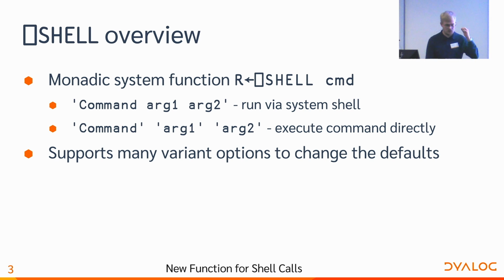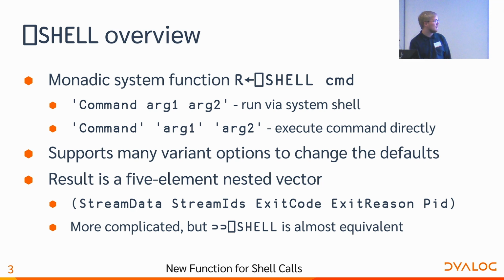Then quad shell has a lot of variant options that allow us to change the default settings. And the result is a bit more complicated. It's this 5-element nested vector, and I'll go through it in the next slide. But even though it's more complicated, the common case is just to take the first part of this, and that will give you the lines of text produced on the standard output. So it's not that dangerous.